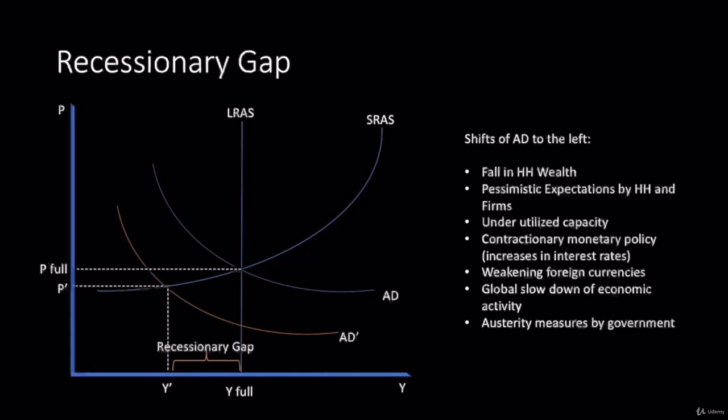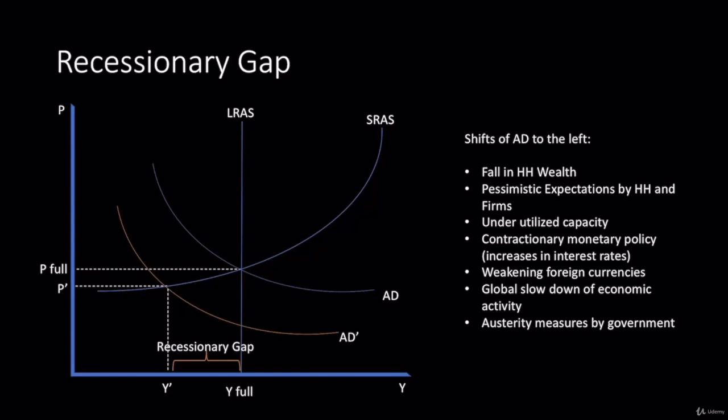The things that may cause aggregate demand to shift to the left or fall are a fall in household wealth, or pessimistic expectations by households and firms, which means that if I'm pessimistic about the future, I'm less likely to consume in the present. I have machinery and labor and capital that I'm not utilizing at full capacity. Another cause is the central bank using contractionary monetary policy at a bad time. We're increasing interest rates or decreasing money supply.